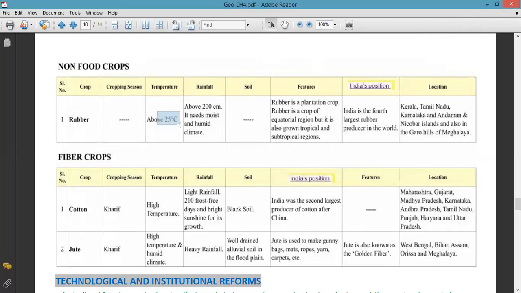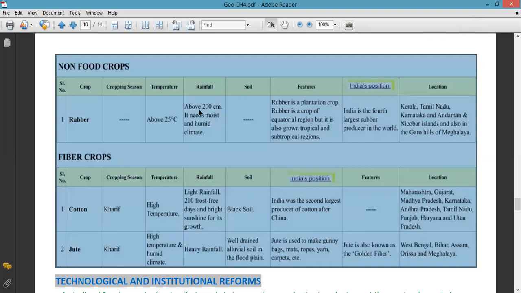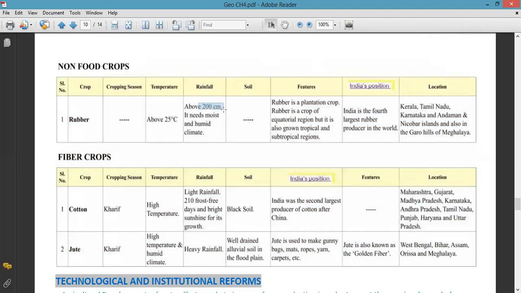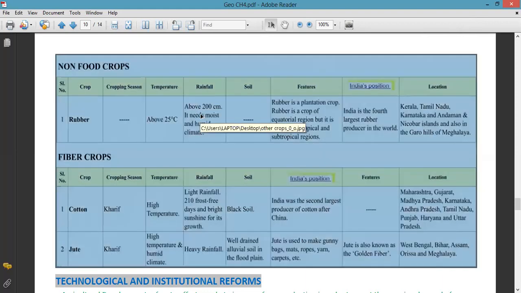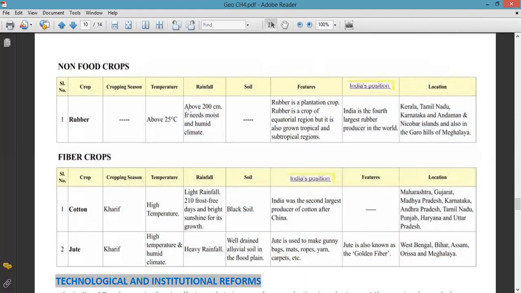Suitable temperature is 25 degrees Celsius and above. Rainfall above 200 centimeter. It needs a moist and humid climate. That's why rubber grows in Kerala state. Now it has started to be grown in Assam state. I discussed this concept some days before. It requires heavy rainfall. In India, rubber plantation can be grown only in northeastern India and in Kerala, the southern Western Ghats, because only these receive heavy rainfall.